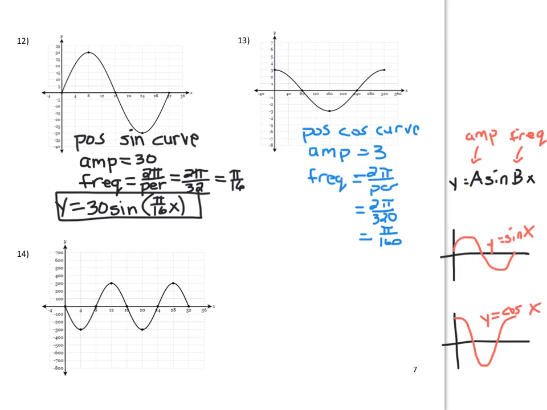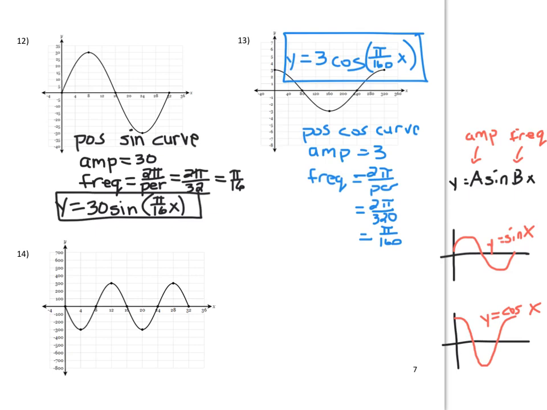So let's write our equation. Y equals positive 3 times cosine of, and let's put this frequency in front of the x. So pi over 160 x. Okay, and there is your answer. And if you want to insert parentheses there, you can, and if you don't, that's your choice.